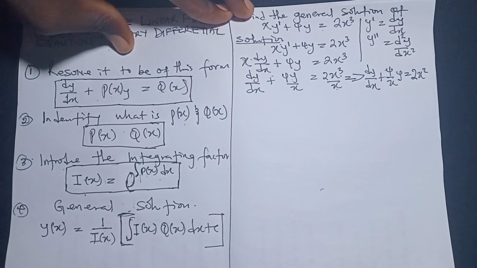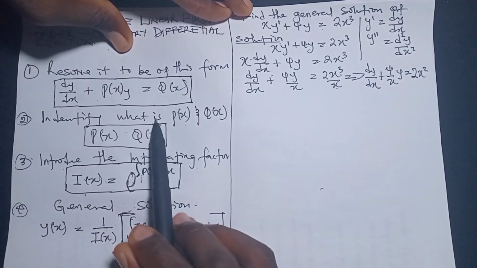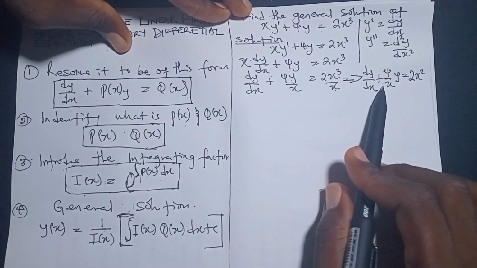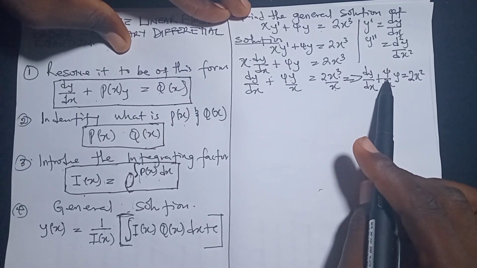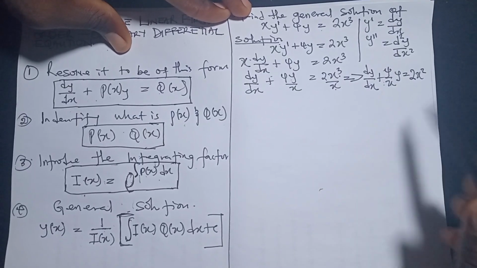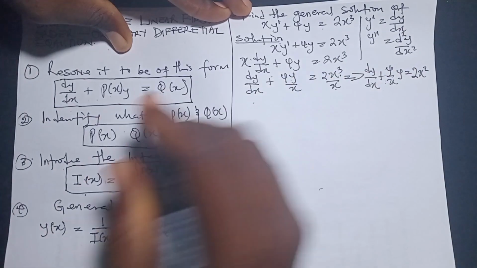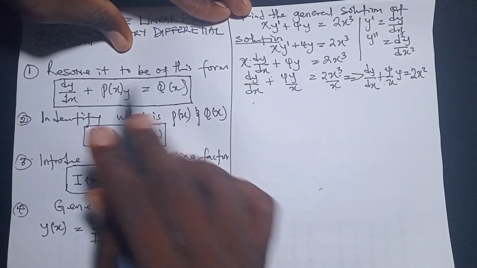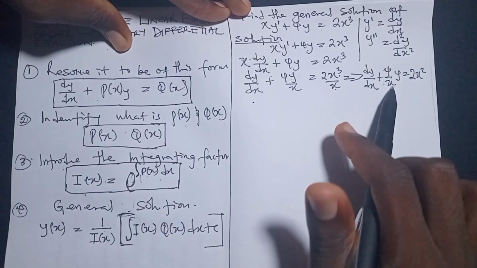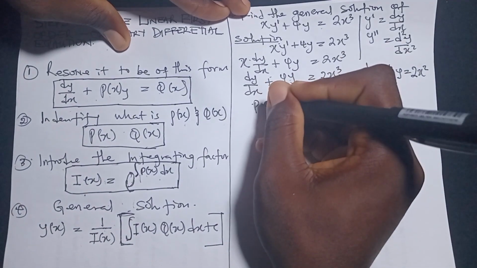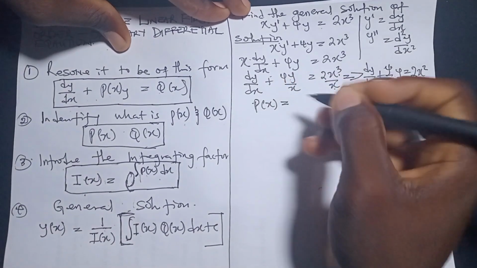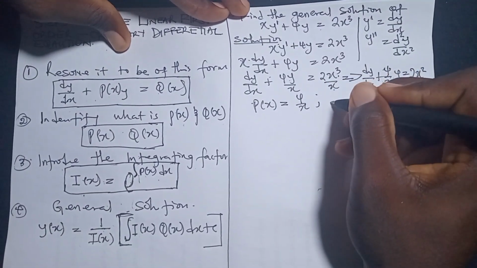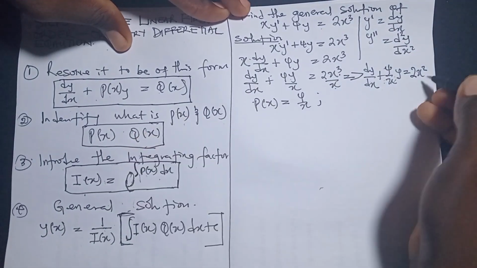Now, the second step says identify what p of x is and q of x. From this question, p of x is what? 4 over x. The coefficient of y is p of x. So the coefficient of y here is 4 over x. So we'll say p of x is equal to 4 over x, and q of x is equal to what?